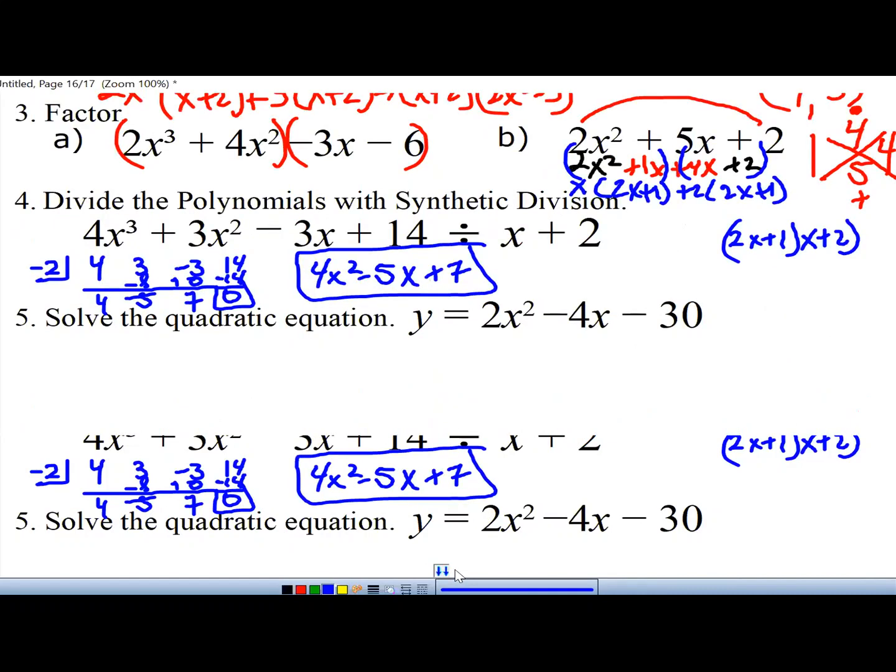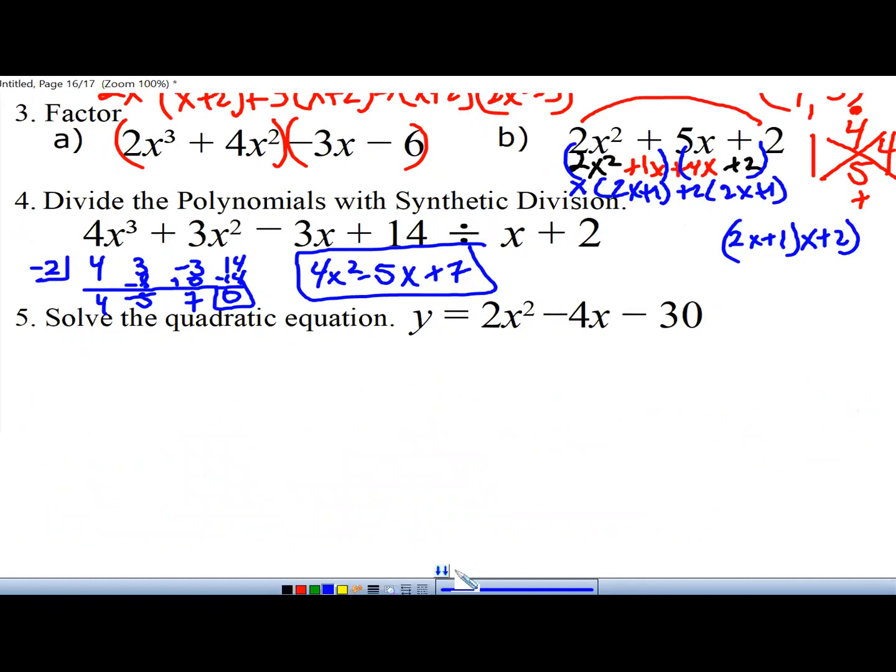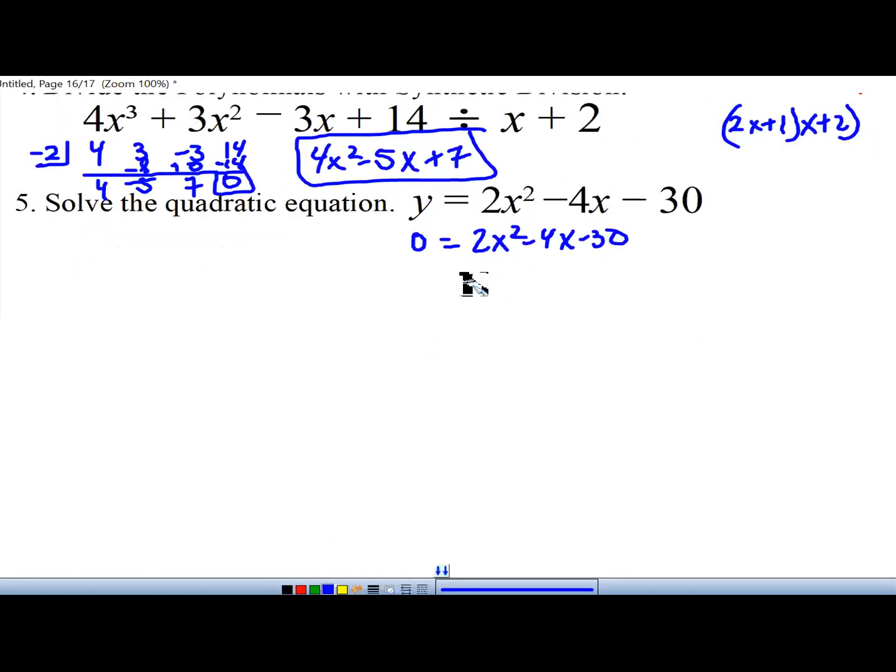All right, and last but not least, number 5 says solve the quadratic equation. And it says y equals 2x squared minus 4x minus 30. What is the first thing we do when solving a quadratic? We set it equal to 0. 2x squared minus 4x minus 30. From there, is there a GCF? Yes, 2. And we're left with x squared minus 2x minus 15. And all that equal to 0.